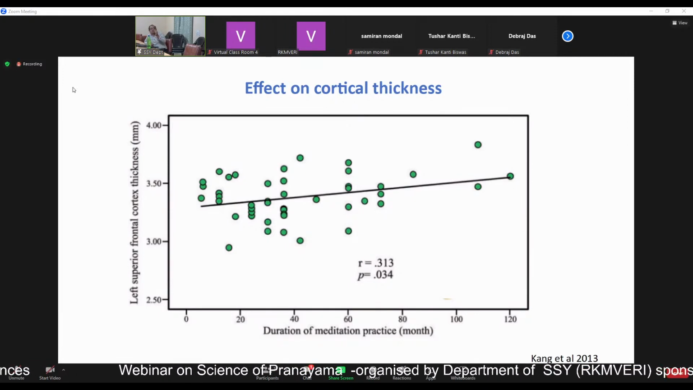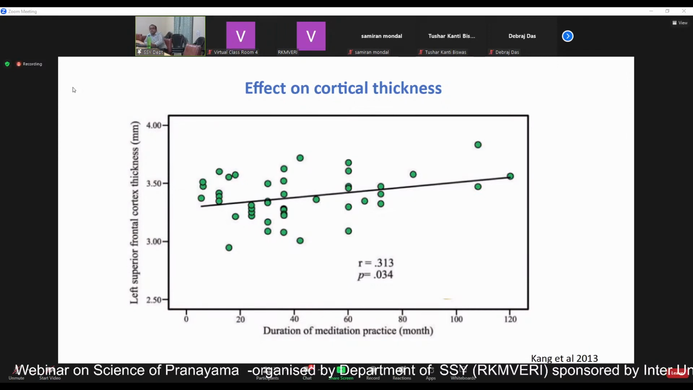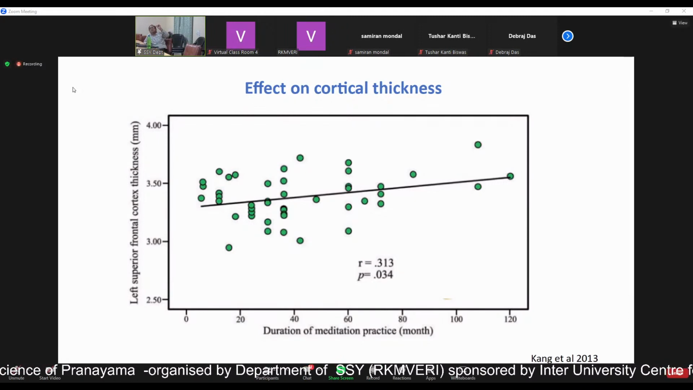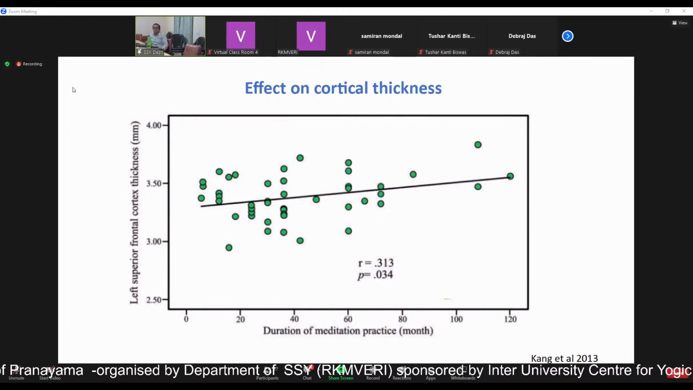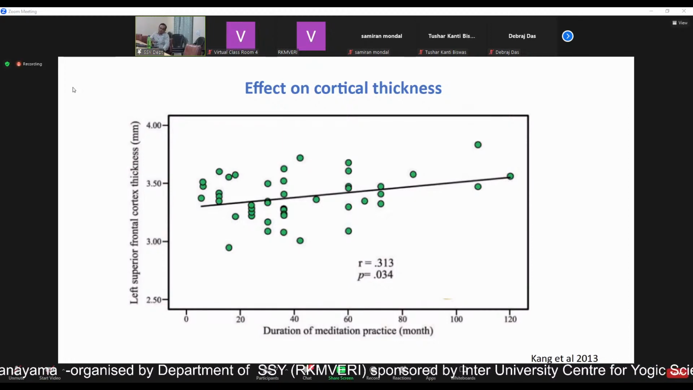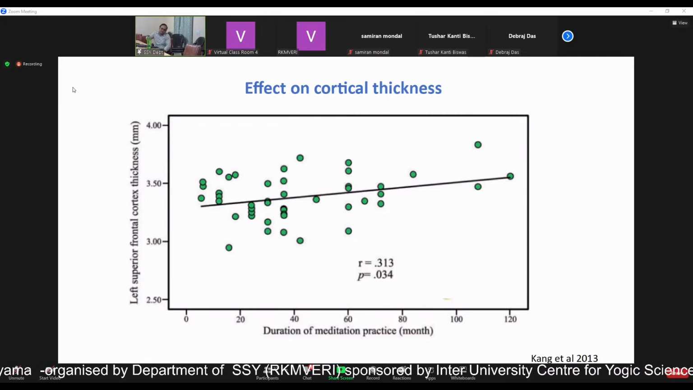It starts above 0 and goes up to 120 months, basically 10 years of practice. They had some participants, and you can see that the people who have performed this kind of practice more have some brain regions which are thicker. So that is another interesting aspect: as you perform more, probably the brain changes more.